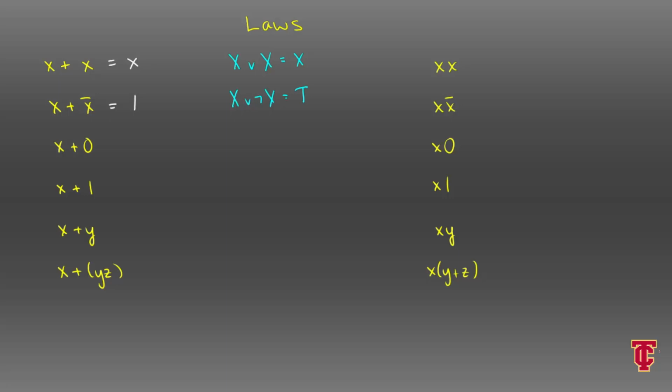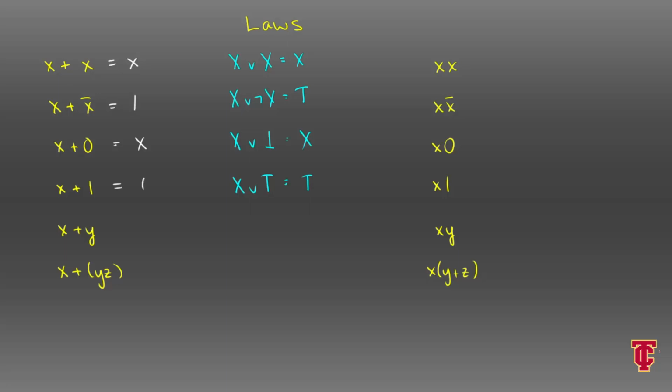What we have here is x or a contradiction. When we get x back, since the contradiction is always false, x or 0 is the same thing as saying x. Now, what about x or true? This is true when either x is true or true is true, which is always true. The tautology is always true, so x or 1 gives us 1.